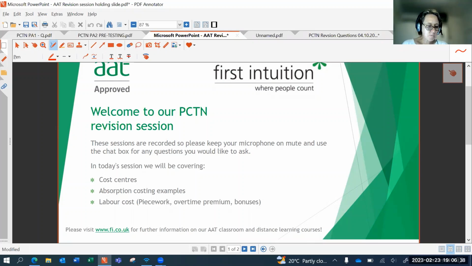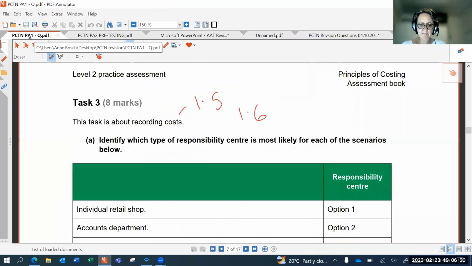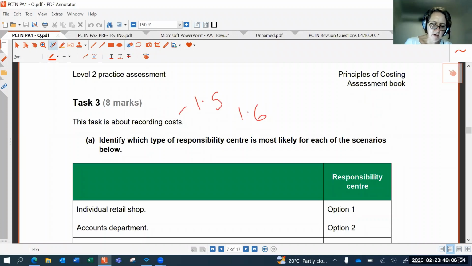So we're going to start with a question from AAT sample assessment number 1. Which one is that one? That's here. Let me just open that one up. Here we are. So this is AAT sample assessment number 1. And task 3 in particular.